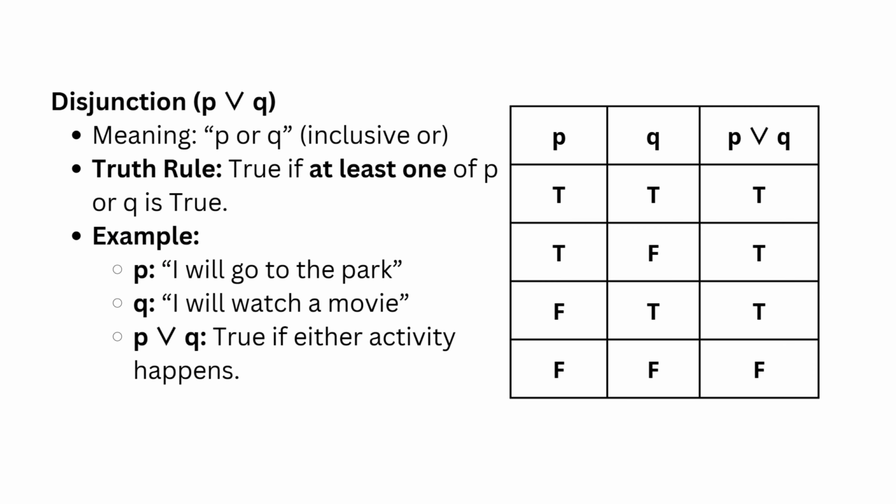Next we have disjunction, meaning P or Q. It is true if at least one of P or Q is true. For example, P is equal to I will go to the park. Q is equal to I will watch a movie. P or Q is true if either activity happens. As we can see in this table, P or Q is false only when P and Q are both false.